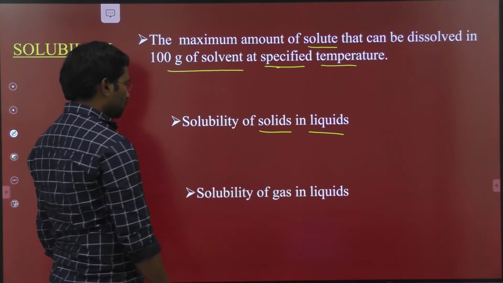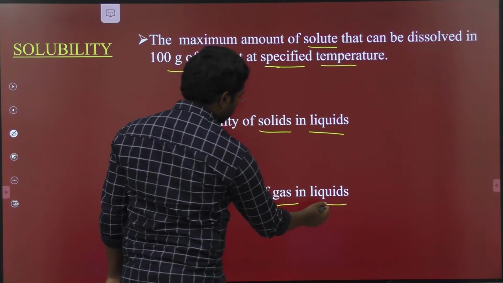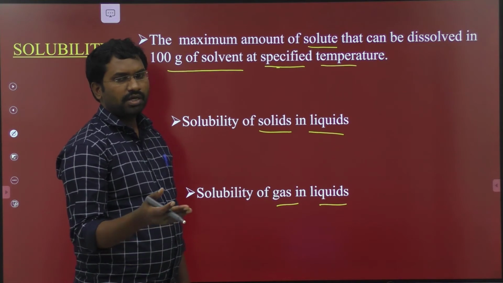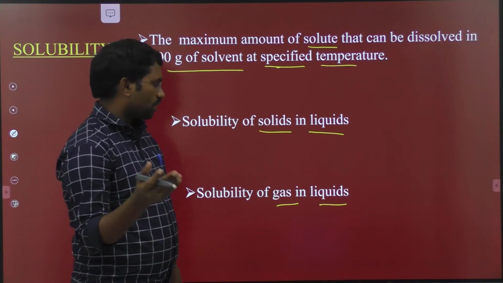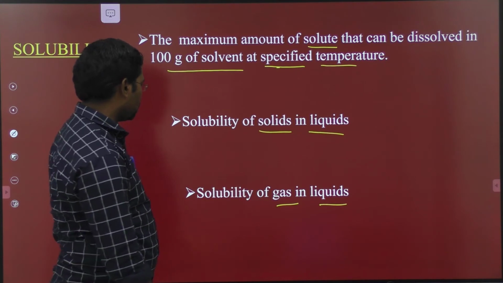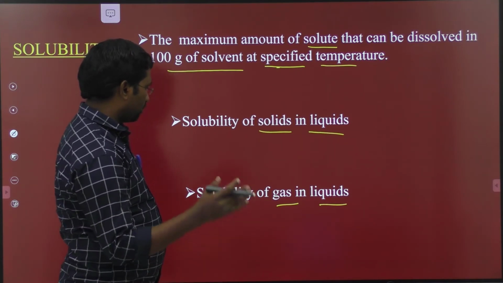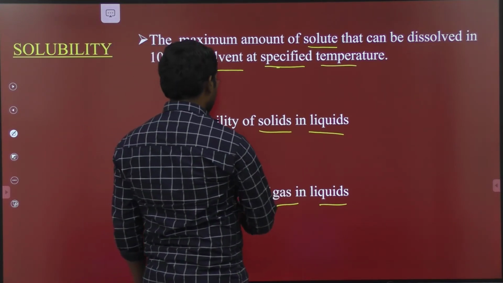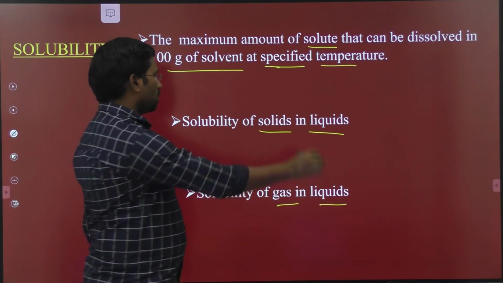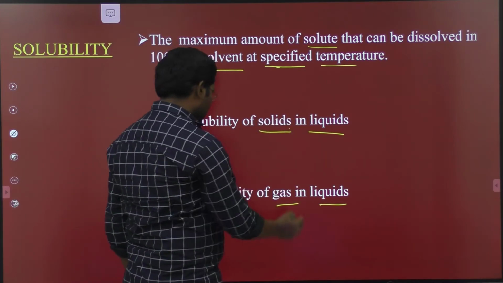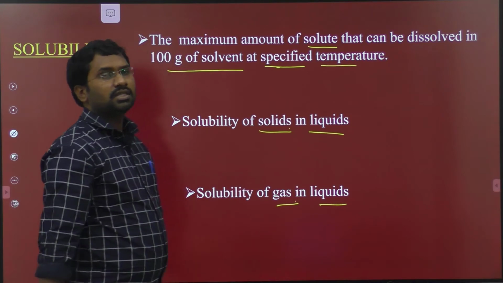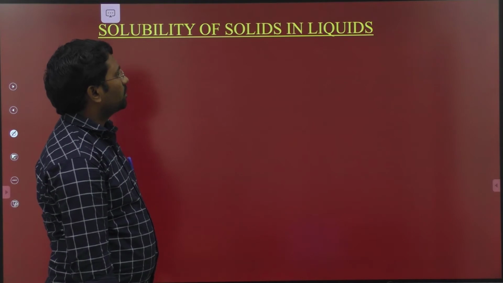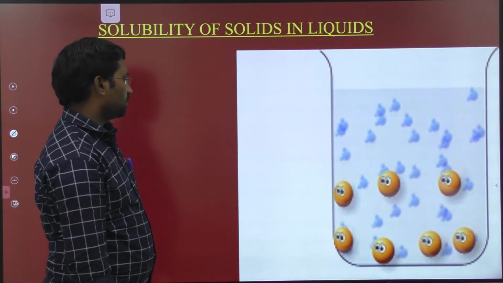The second case is solubility of gas in liquid. This is also a live example: oxygen can easily dissolve in water. That's why many fishes and plants take in the air which is present in the water. So there is a concept of the solubility of gas in liquids. In the solubility concept, there are two types of cases: first, solubility of solids in liquids, and second, solubility of gas in liquids. Coming to the first case, solubility of solids in liquids.